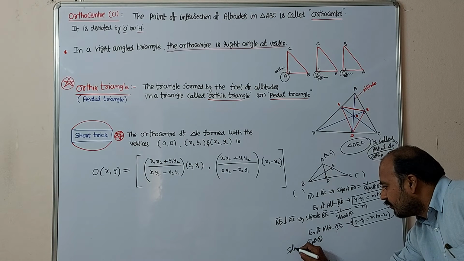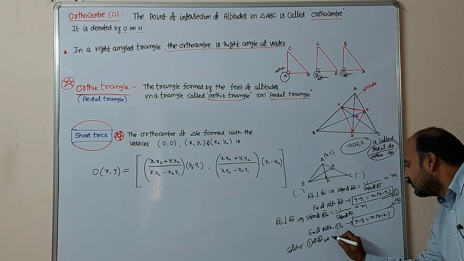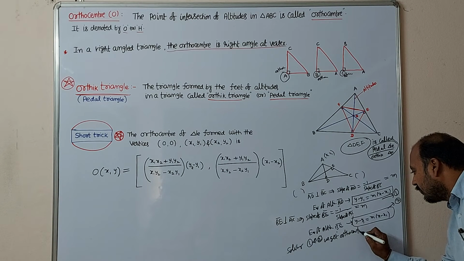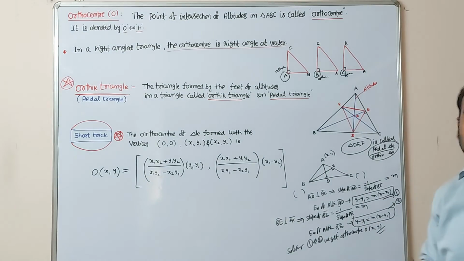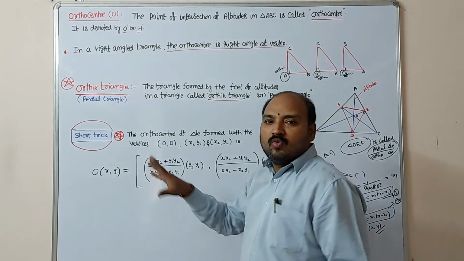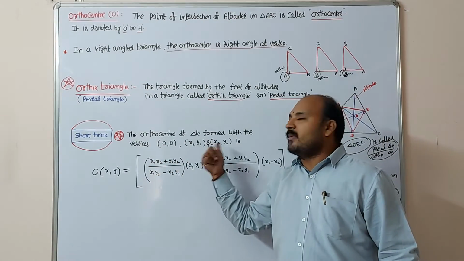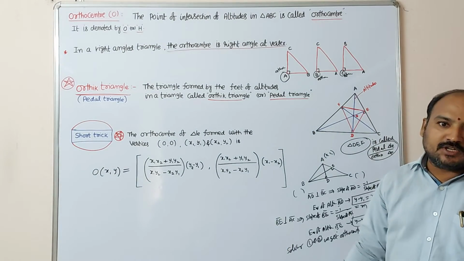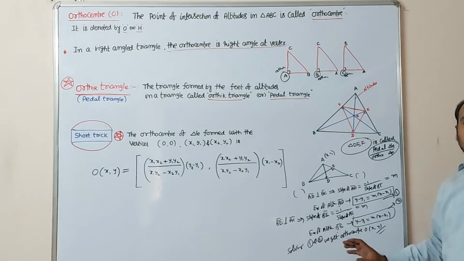We get the orthocenter O of (x, y). This is the general procedure, students. When one of the vertices is the origin and the other points are (x1, y1) and (x2, y2), this is the shortcut formula to calculate the orthocenter. If it is not in this form, I explained the general procedure here.